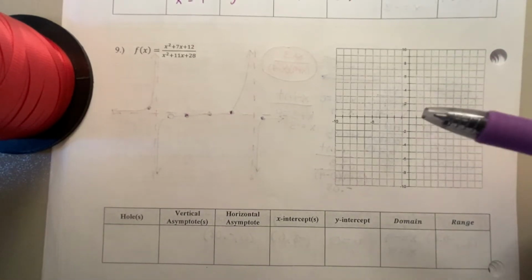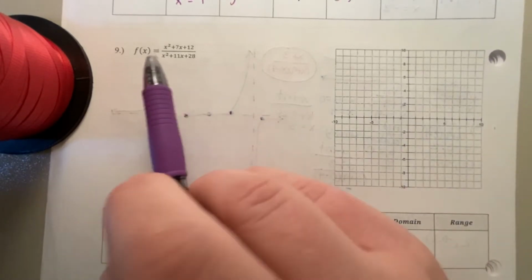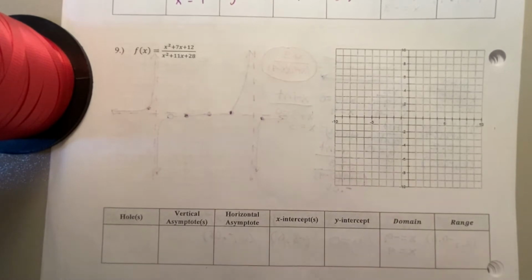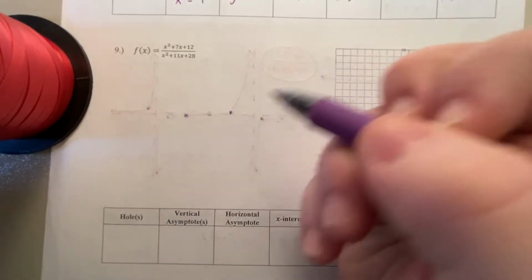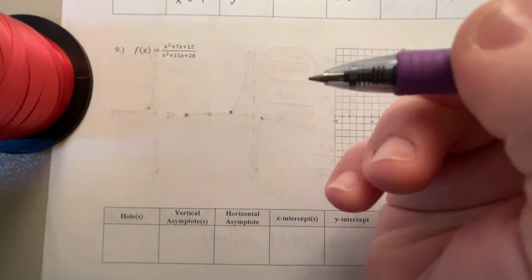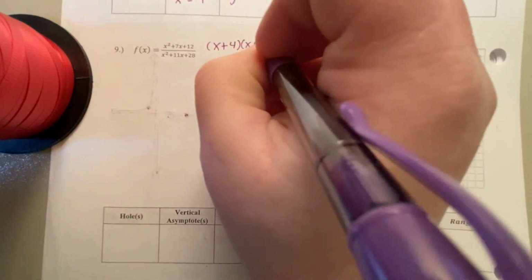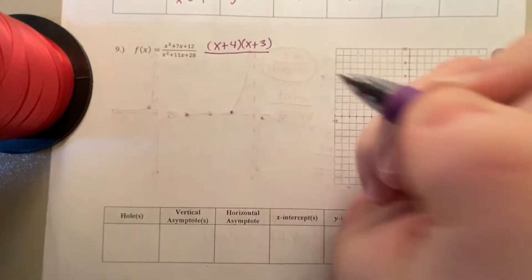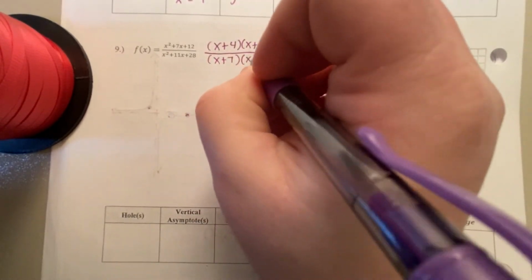All right, so in this video, I am going to work out number 9 on page 20 in your packet. So the first thing we need to do when we're following our steps is we need to factor and then simplify. All right, so that's step 1 and step 2. So when we factor the numerator, we get x plus 4 and x plus 3. When you factor the denominator, you get x plus 7 and x plus 4.